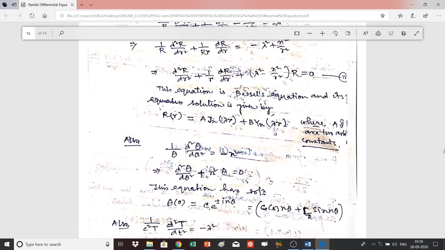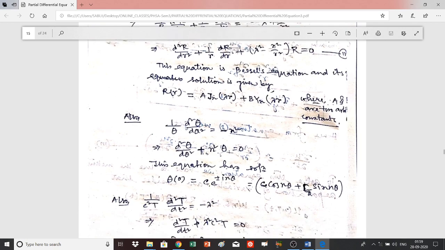Also, as you have taken 1 by Theta d2Theta by d theta square is equal to minus n square, from here you can write this equation, and after solving this, this will give you Theta function Theta is equal to C e to the power plus minus i n theta. That can also be written as C1 cos n theta plus C2 sin n theta.